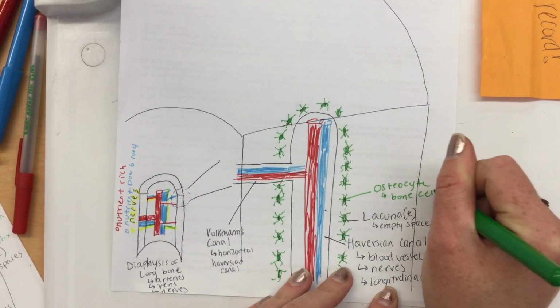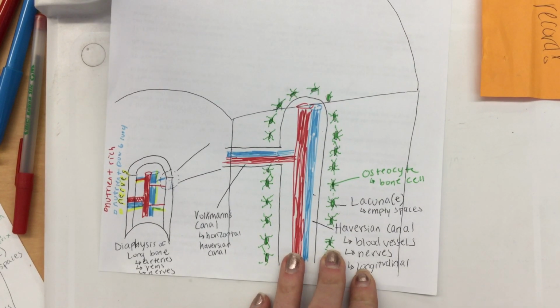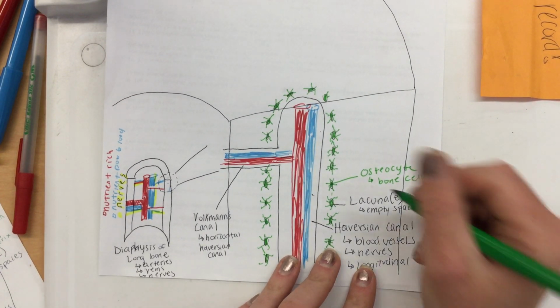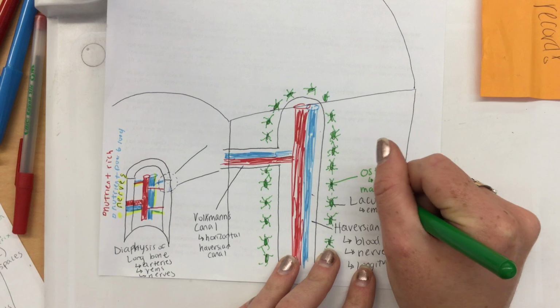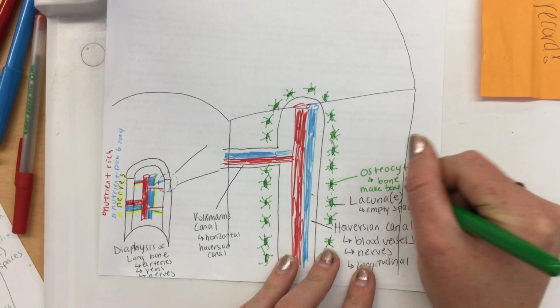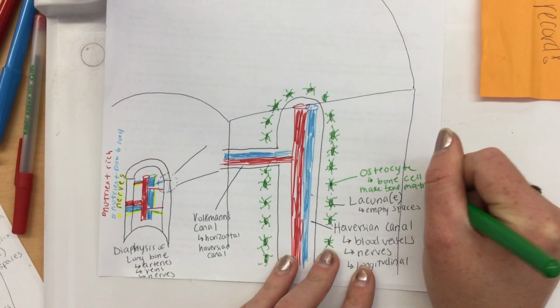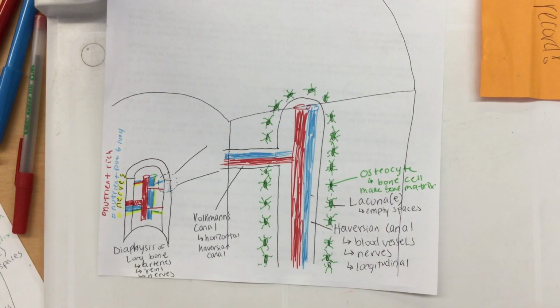And it has a very important job, and that is to make bone matrix. Now we'll talk more about bone matrix and what it's made of at the end, but that's what gives this compact bone its dense, thick, tough strength. The bone matrix. So it's very, very important that these osteocytes are functioning well and giving the bones their strength.